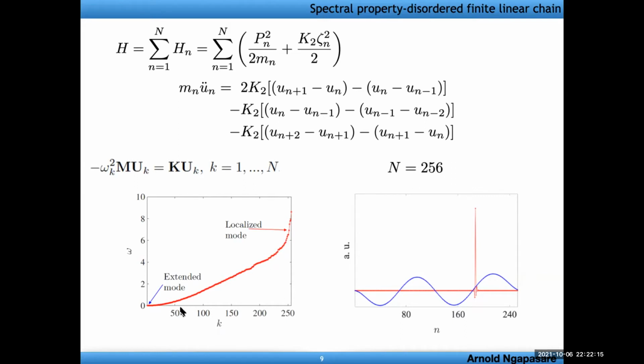And like what we normally obtain in disordered systems, all the low frequency modes are extended and high frequency modes are localized. Here on the right part, I'm showing you some profiles of these modes. This is a localized mode, which is shown by this red curve here.